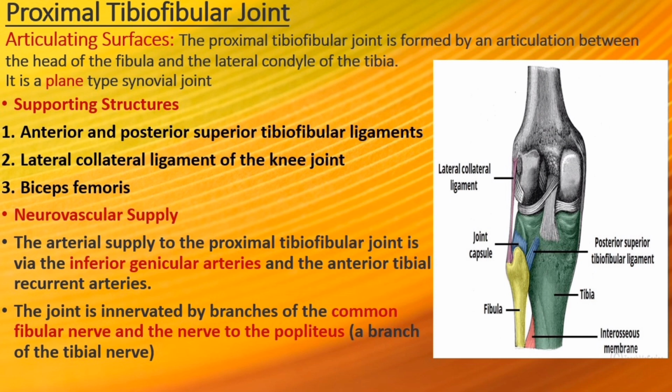Neurovascular supply. The arterial supply to the proximal tibiofibular joint is via the inferior genicular arteries and the anterior tibial recurrent arteries. The joint is innervated by branches of the common fibular nerve and the nerve to the popliteus, a branch of the tibial nerve.